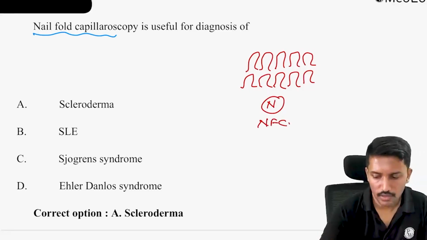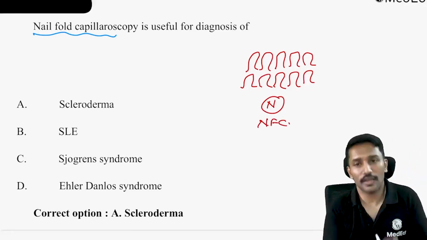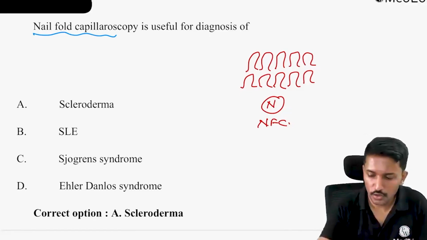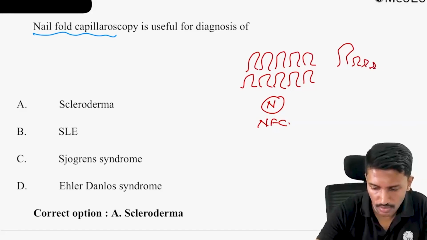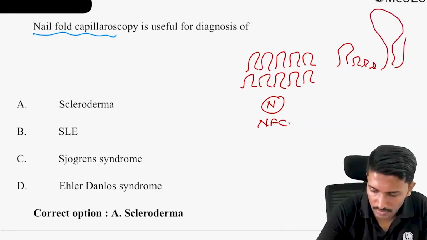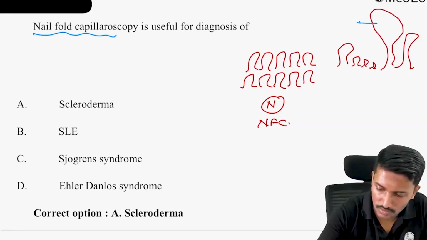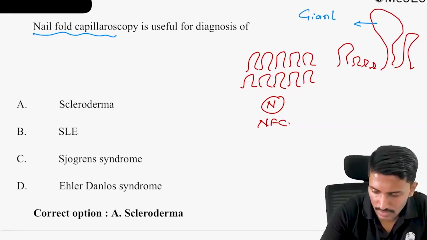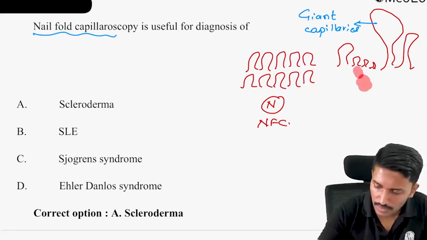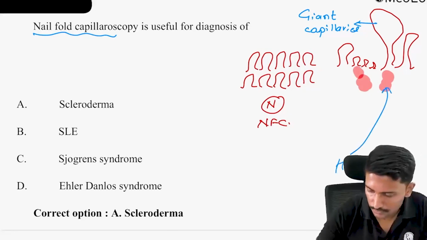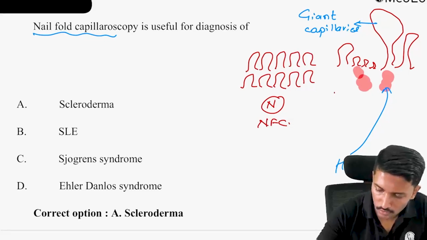Okay, but in those patients where there is vascular injury, there will be distortion of this nail fold capillaroscopy architecture. So you will see distorted architecture and you will see very large capillaries. Now these large capillaries are what you call giant capillaries. Apart from giant capillaries, you can have areas of bleeding, right? So you can have hemorrhage. Then you can have avascular zones.